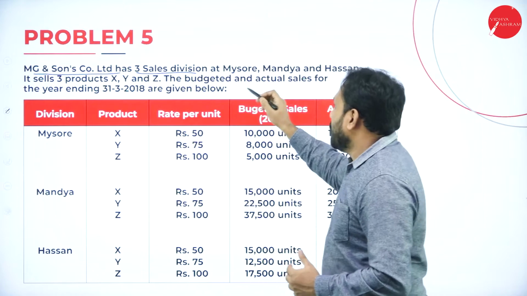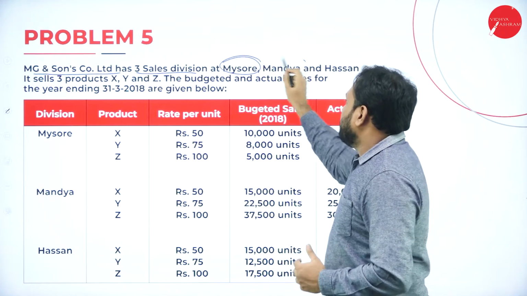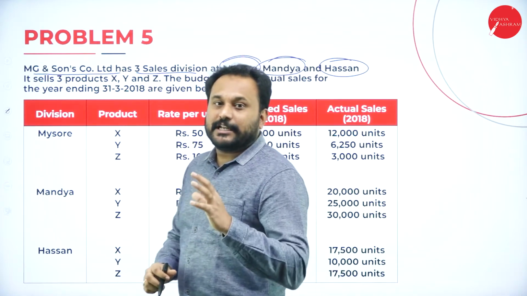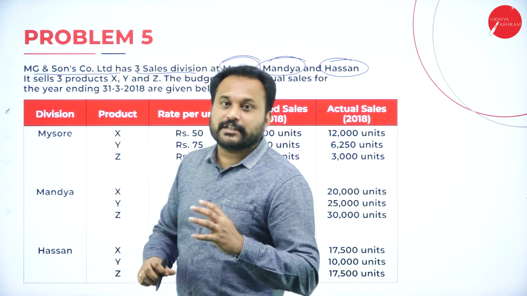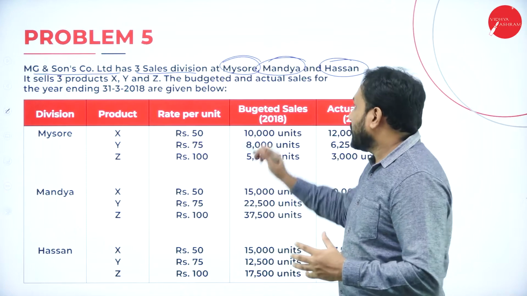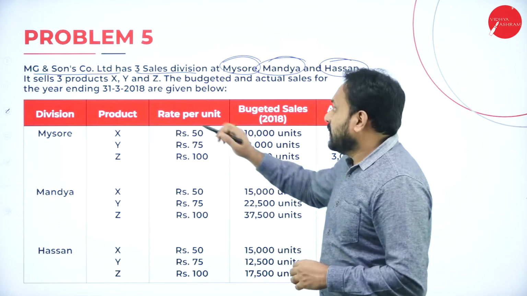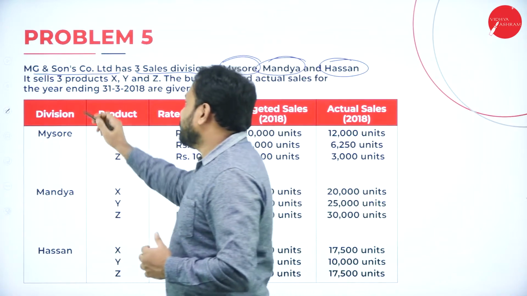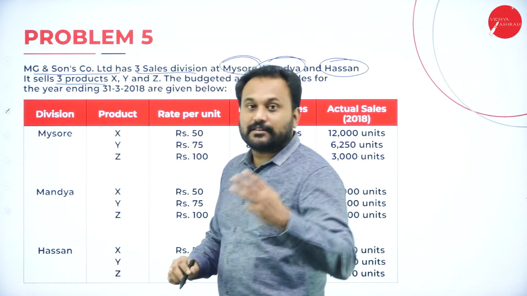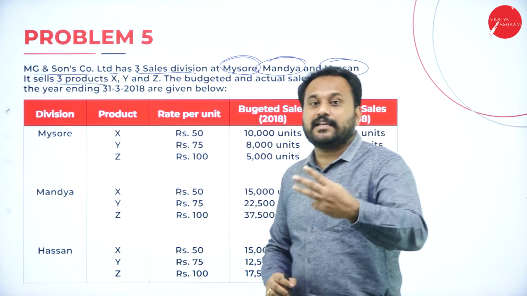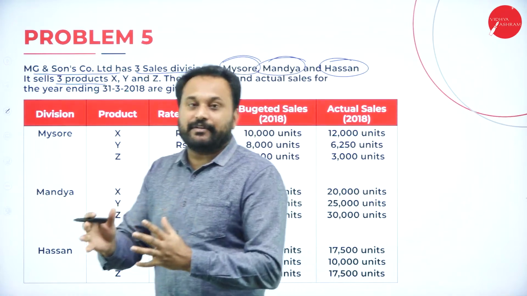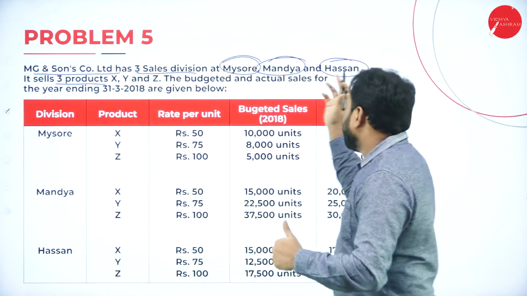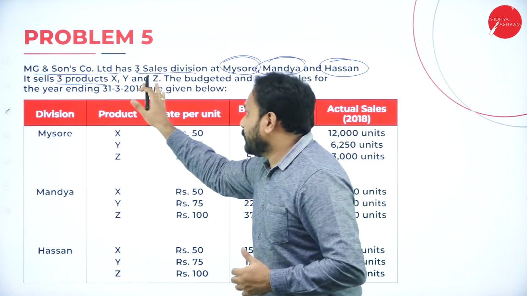Now which are the divisions? One is Mysore, Mandya and Hassan. Here students, this is a Mysore University problem. That's the reason they go with Mysore, Mandya and Hassan. They play with Karnataka itself. It sells 3 products X, Y, Z. How many products are there? 3 products. So there are 3 sales divisions and 3 products which they manufacture. So divisions are Mandya, then we have Mysore and Hassan. Products are X, Y and Z.